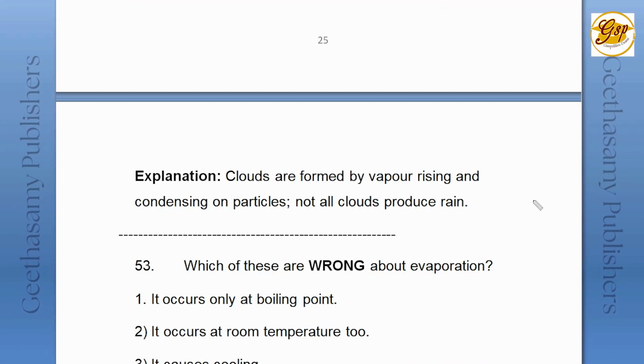So the clouds are formed by vaporizing and condensing the particles. So not all clouds produce rain.